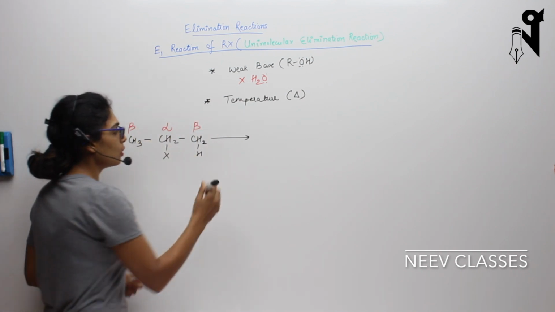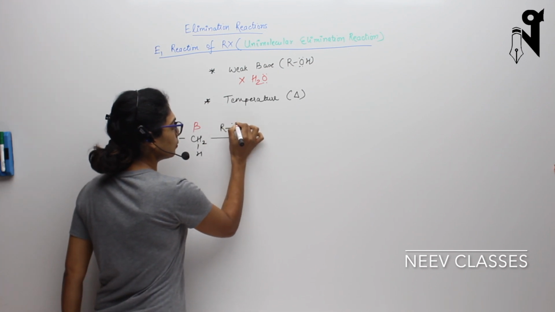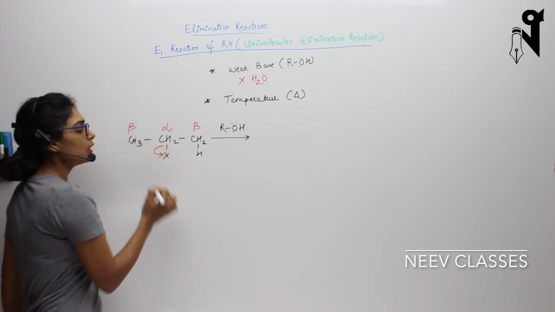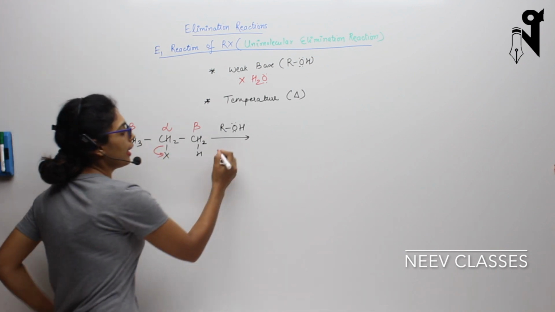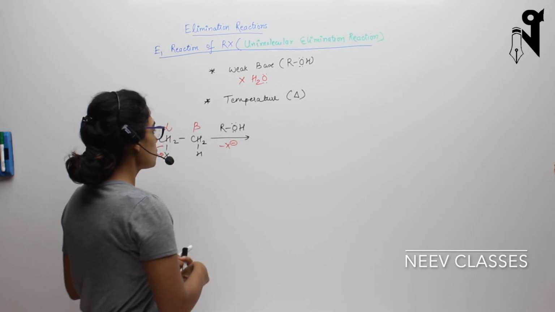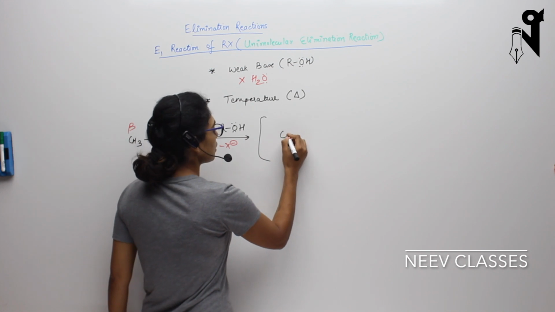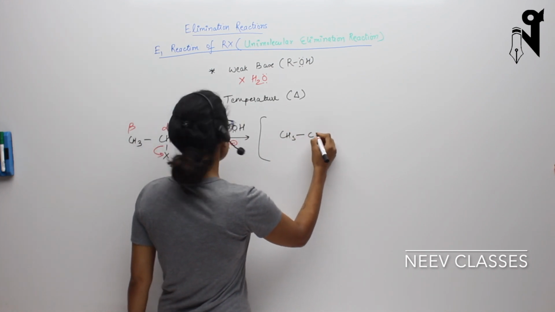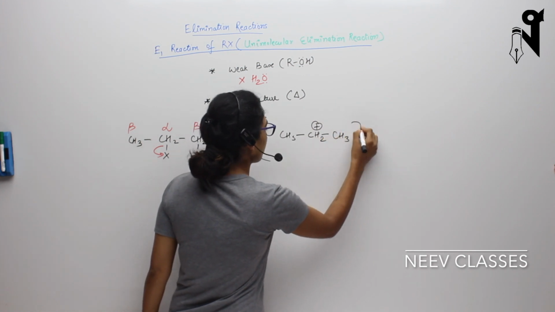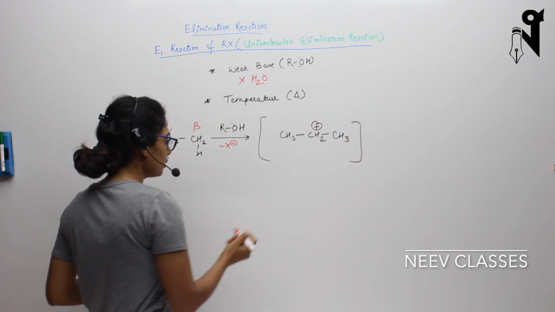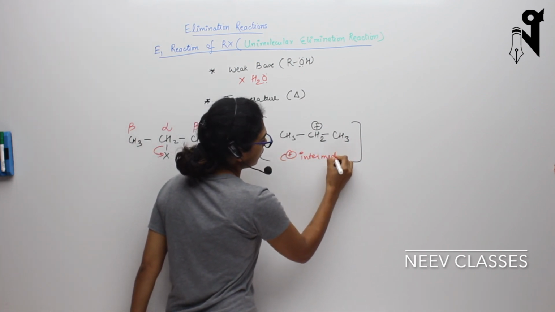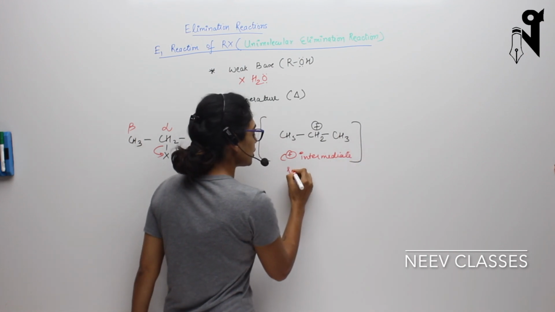Now in the presence of alcohol, what will happen? First of all, removal of X will take place. X will get removed and a carbocation will be formed. So in the intermediate state, we will get a carbocation formation which can rearrange if required. So this is the carbocation intermediate. Rearrangement is possible.